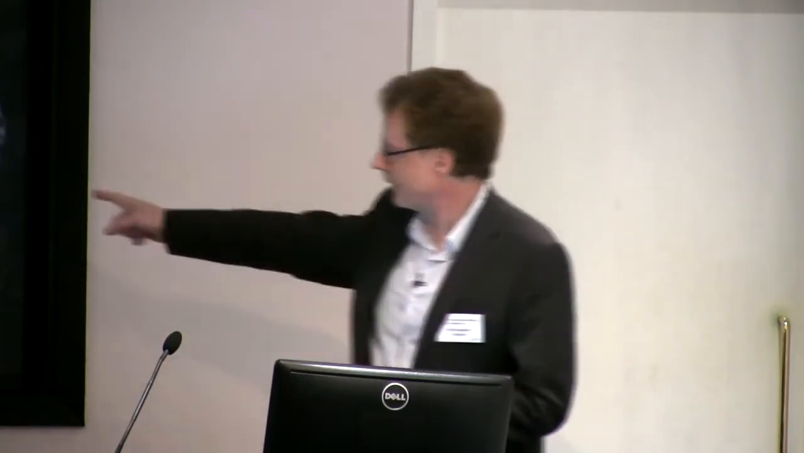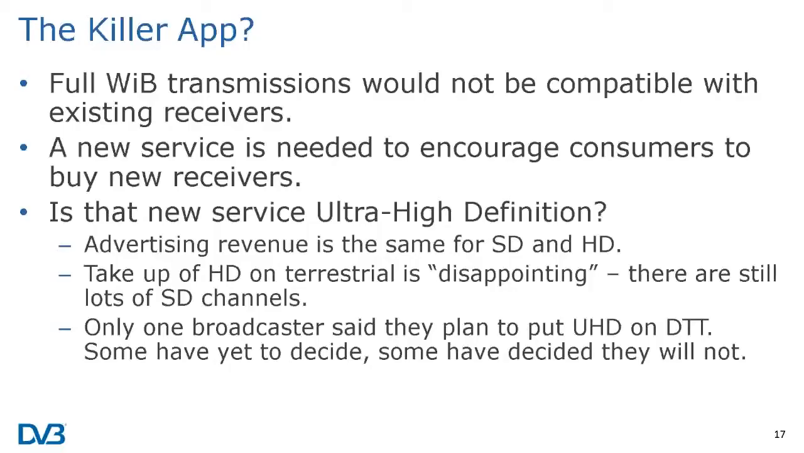Only one broadcaster that we spoke to actually said they had a plan to put ultra-high def on DTT, and they were working on the basis that WiB didn't feature. They were going to be able to do this with DVB-T2 and the latest generation video coding. We also found that some broadcasters have yet to decide. There are trials going on in one or two places, but some have definitely decided they will not put UHD on the terrestrial platform. So there goes our primary killer app for encouraging people to go and buy a box.